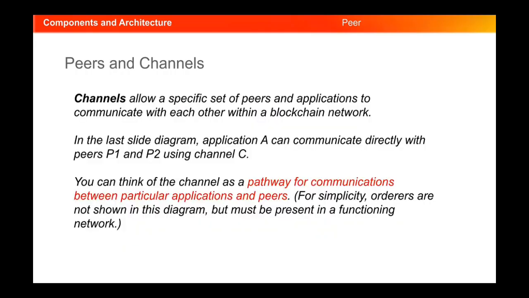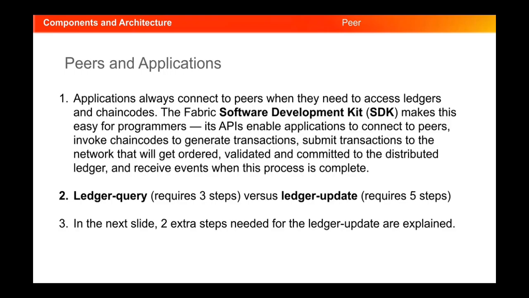This is the explanation of the previous slide. So, peers and applications. As we have seen, applications are used to connect to peers in the previous diagram. Let us see the definition. Applications always connect to peers when they need to access ledgers and chaincode. The Fabric Software Development Kit, or SDK, makes this easy for the programmer. Its API enables applications to connect to peers, invoke chaincodes to generate transactions, submit transactions to the network that will get ordered, validated, and committed to the distributed ledger, and receive events when this process is complete.